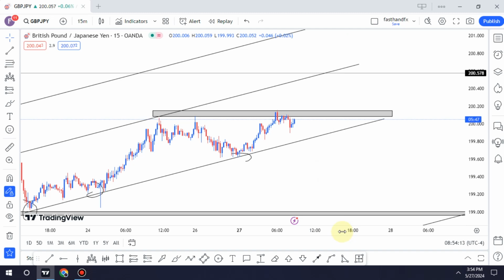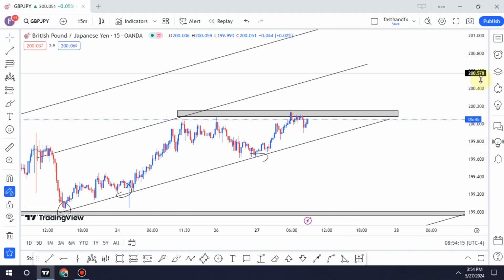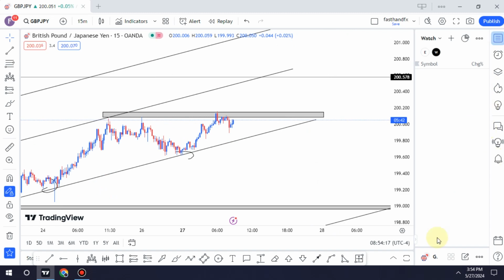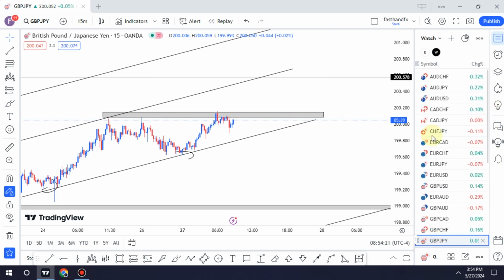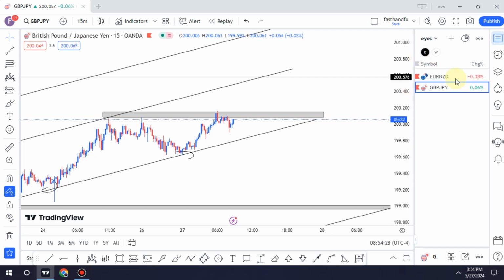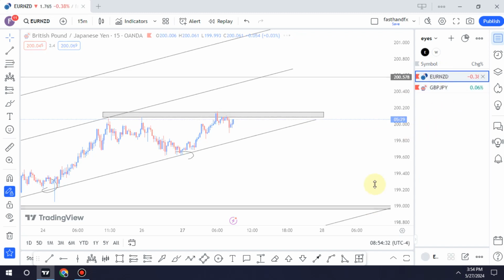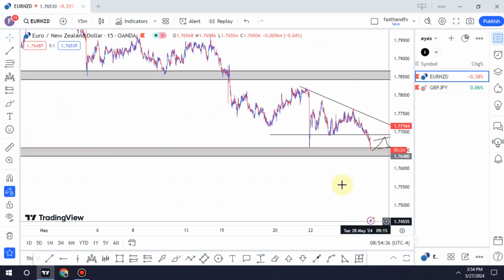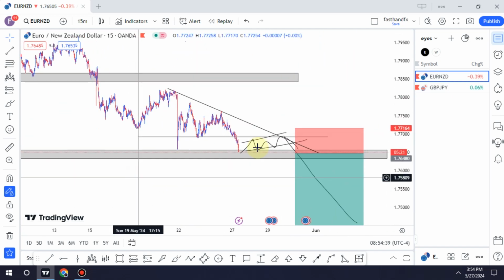You understand? So I like what GBP is printing basically. So I'm just going to watch out on GBP because she's more than ready compared to the others. Let me add these two. Something like that. We had a Euro USD. Now she's dropping. Right.